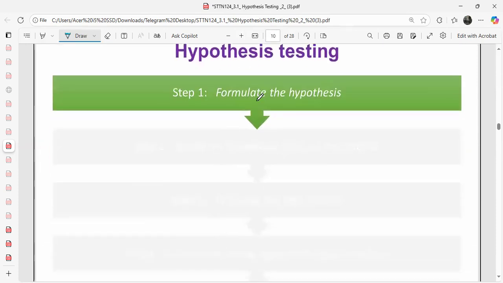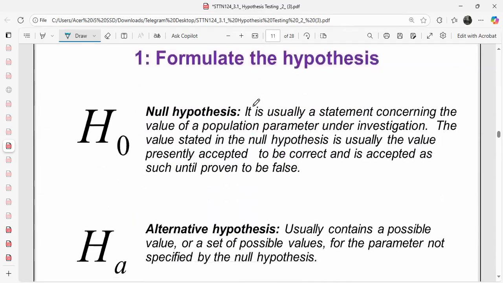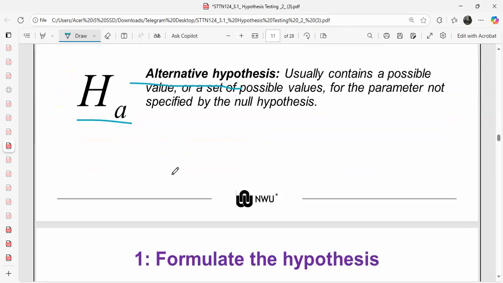Let's check the step where you formulate the hypothesis. H0 is the null hypothesis, where we always use an equal sign: the population mean is equal to a certain value, or population 1 is equal to population 2 when you're dealing with two populations. Then the alternative hypothesis, HA. This is under step 1. When they say formulate the hypothesis, you have to formulate the null hypothesis and also the alternative hypothesis.